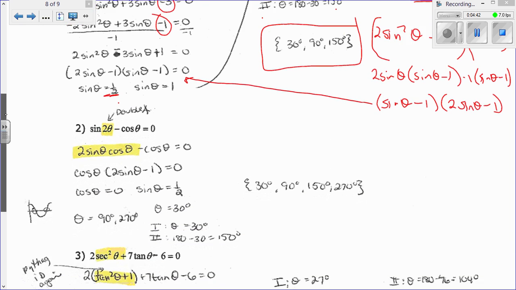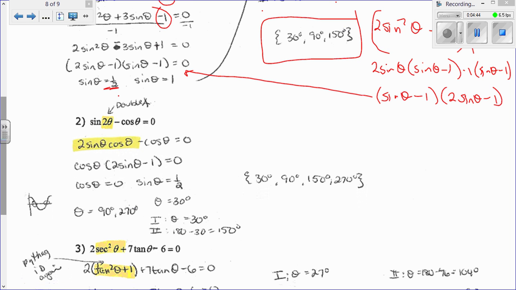All right, number 2. I have sine 2 theta minus cosine theta. Here I have a double angle, because it's 2 theta. On the pink sheet, the one that you get on the actual Regents exam, you have 2 sine theta cosine theta is what sine 2 theta is equal to. So I just make that substitution. And I keep my minus cosine theta equals 0.